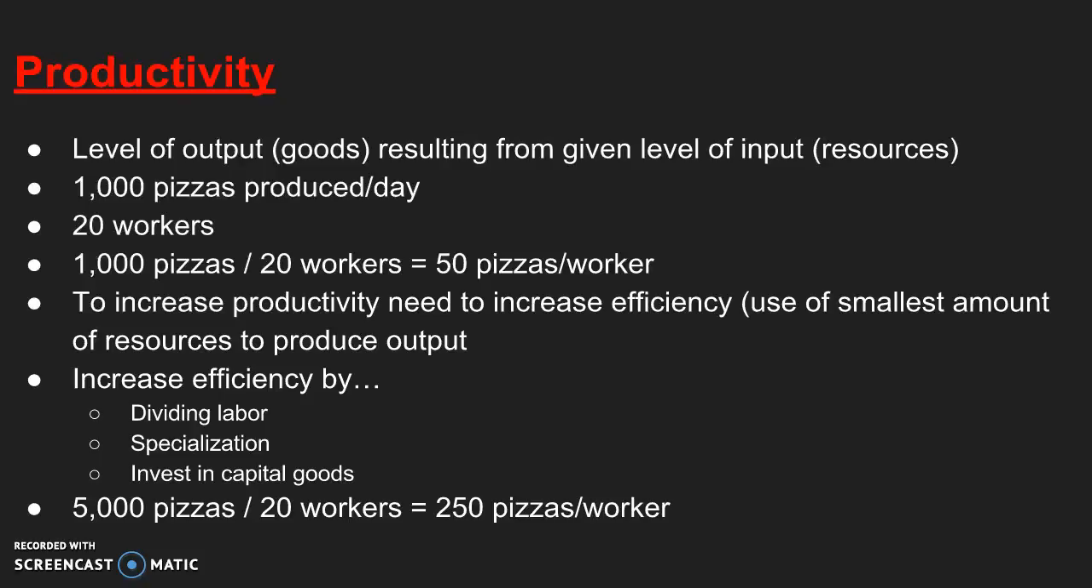So let's imagine that you increase your efficiency. Let's say that through specialization and investing in capital goods, that same Pizza Hut can now produce 5,000 pizzas a day. They're up from 1,000 to 5,000 pizzas a day because they are specializing their labor and investing in capital goods. You still have the same 20 workers, but now your productivity is increased because you've increased efficiency. You go from only producing 50 pizzas a day per worker to now each worker producing on average 250 pizzas per day. Your productivity went up because your efficiency went up. So hope that makes sense.